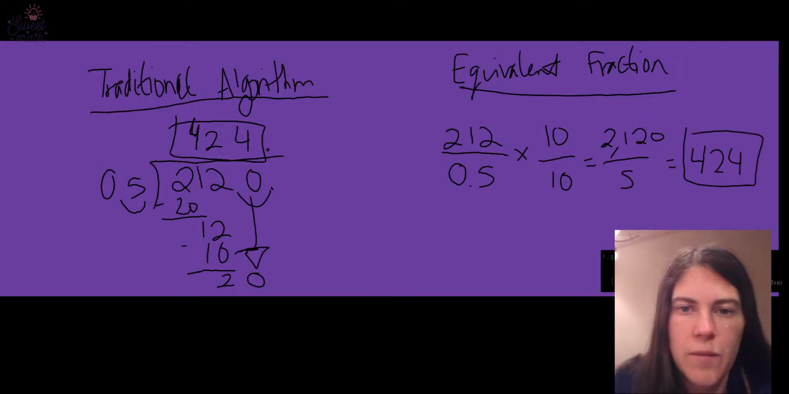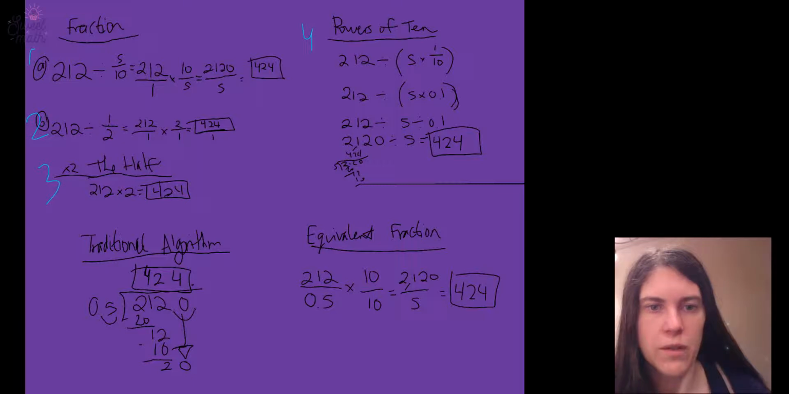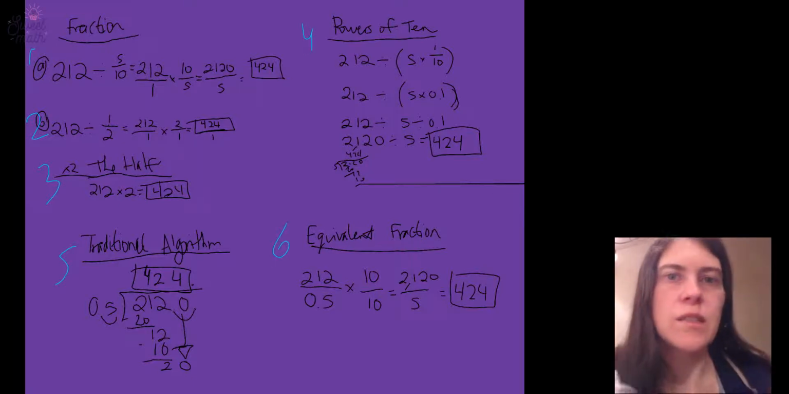I'll zoom out now. So I think I have come up with 2 fraction ways: the half, the powers of 10, traditional algorithm, and equivalent fraction. That is 6 different ways.